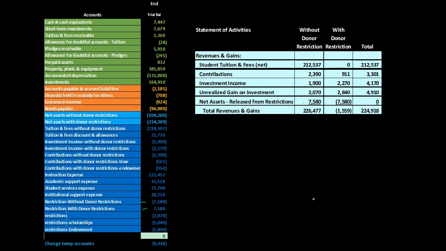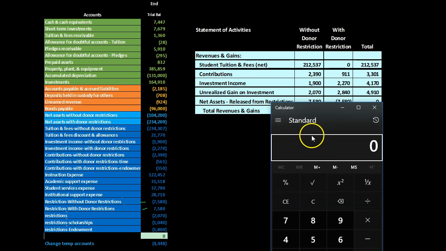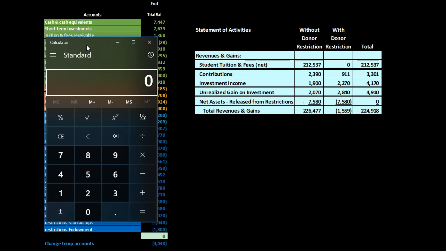So the total revenue and gains, if we were going to pull out the trusty calculator, would be the 212,537 plus the 2390 plus the 1900 plus the 2070 plus the 7580. That gives us the 226,477. Then we have the 911 plus 270 plus the 2840 minus the 7580. That gives us the 1559.